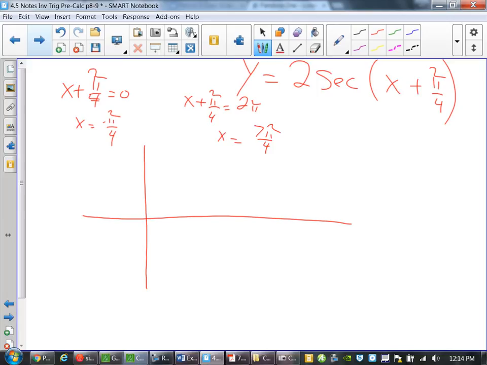Put your points in. Well, negative pi over 4. 7 pi over 4. Negative 1 plus 7 is 6. Half of that is 3. So we'll be at 3 pi over 4 for the middle. Now it's easy. What's halfway between 3 and 7? What's going to be halfway between negative 1 and 3?